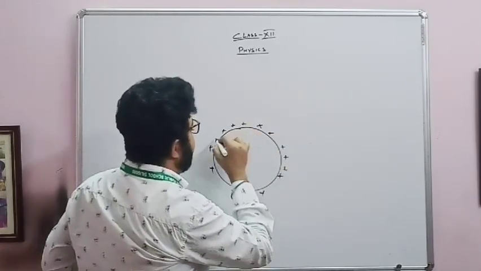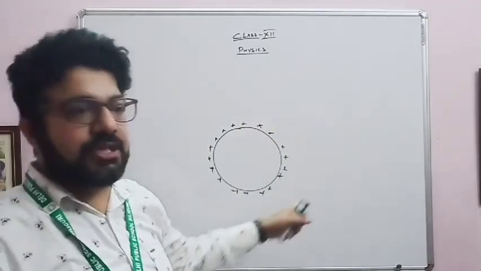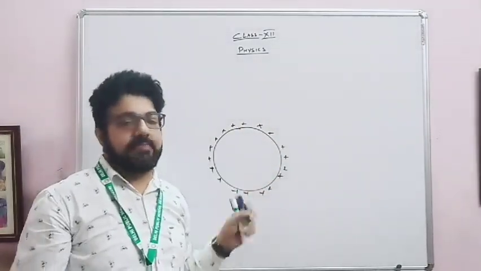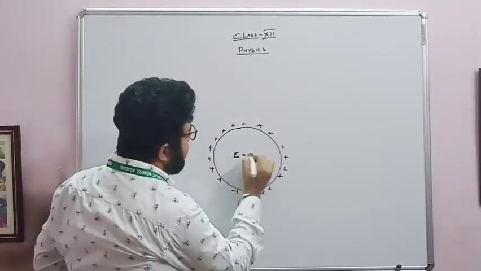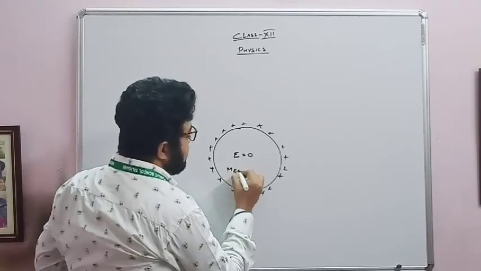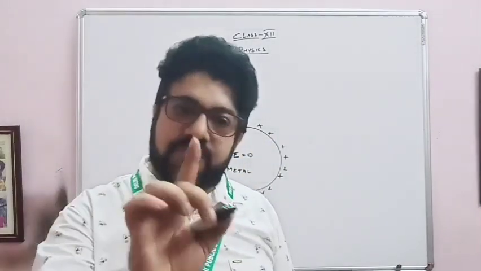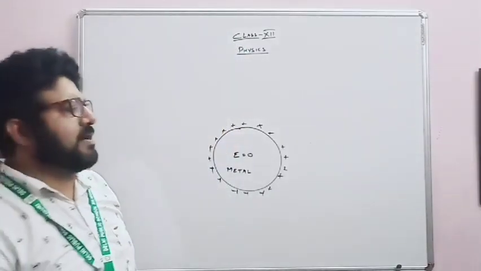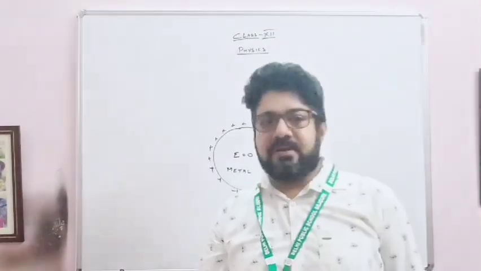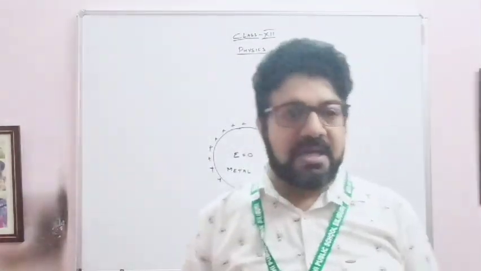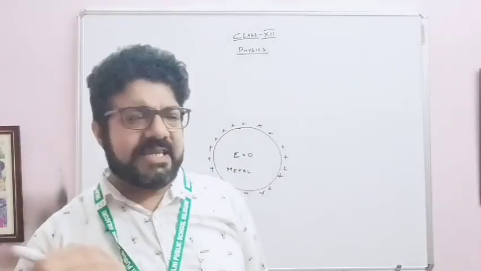So it's actually three-dimensional, but on a two-dimensional board it looks like a circle, but it's a sphere. Inside the metal, the electric field is 0. That is one more property. Another property is that electric field lines enter or leave depending on plus charge or minus charge. If it is a plus charge, then leaving. If it is a minus charge, then entering.